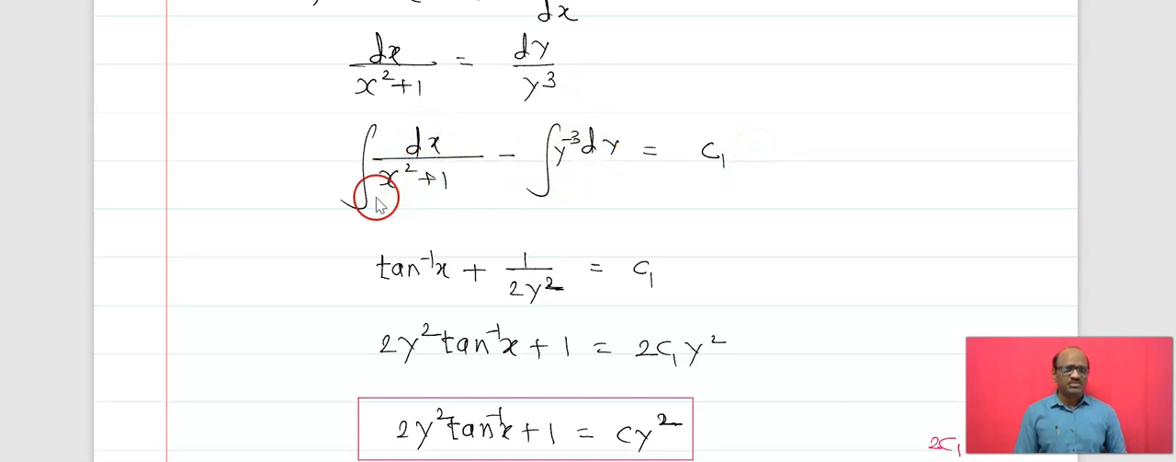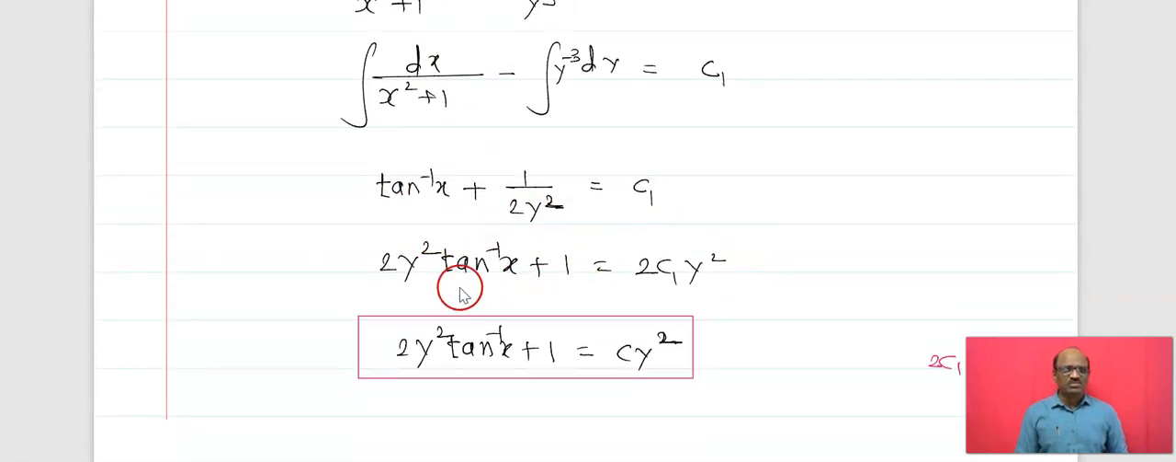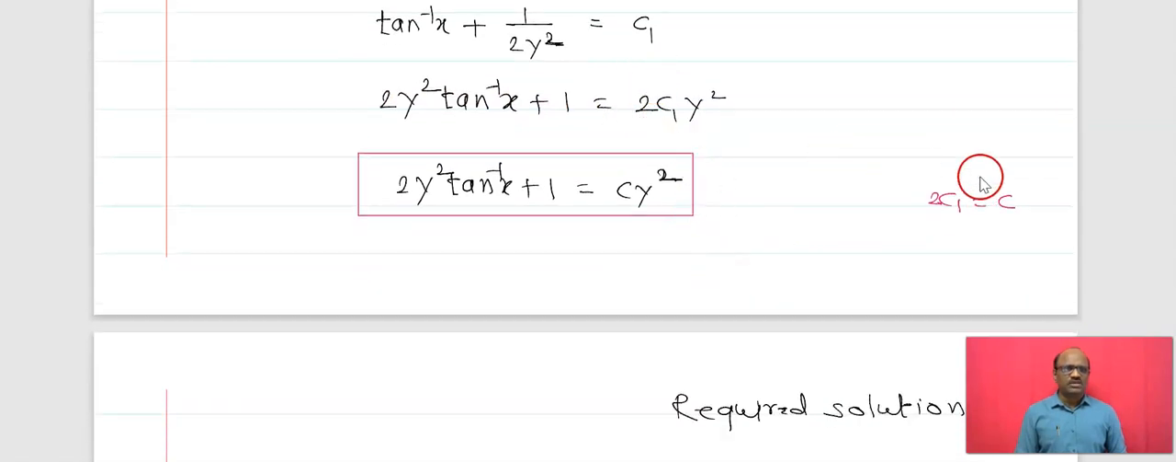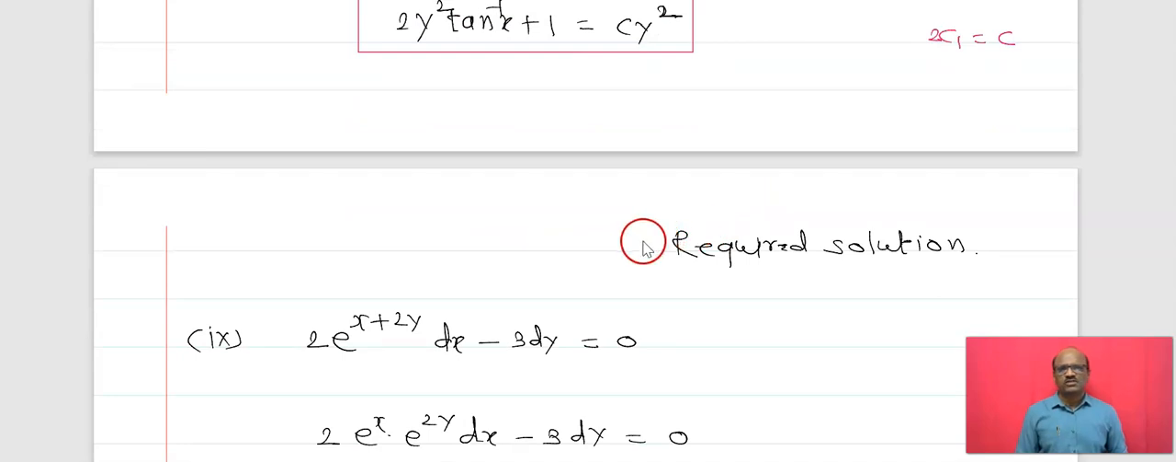Now what is the integral of dx upon x square plus 1? That is tan inverse of x. And what is the integral of y raised to minus 3? That is y raised to minus 3 plus 1, that is y raised to minus 2, upon minus 2, this minus and minus will become plus. Then you will get tan inverse of x plus 1 upon 2y square equals c1. Now simplify this, then you will get 2y square tan inverse of x plus 1 equals 2c1y square. Now replace 2c1 by c, and therefore 2y square tan inverse of x plus 1 equals cy square. This is the required solution.